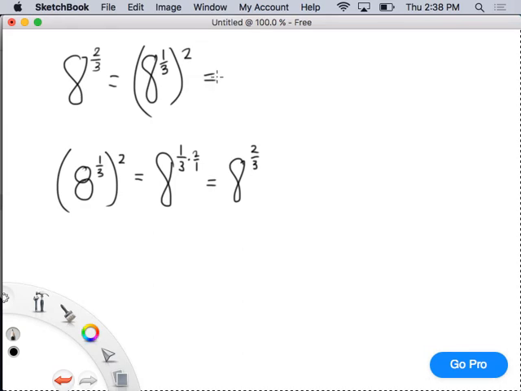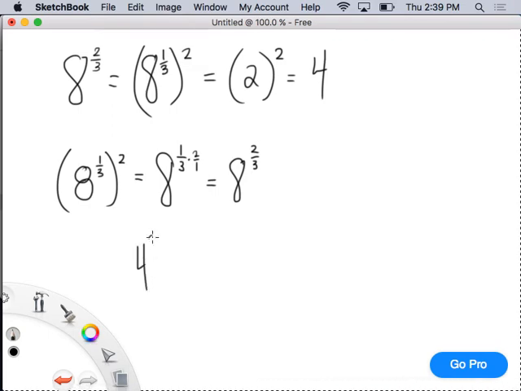8 to the 1/3 I can do. What is that? 2. Square that. 2 squared is? Bam. You see? Okay. You guys understand that? You break it up. You split up the numerator and the denominator, okay? Does that make sense? Let's go ahead and do 4 to the 3/2.